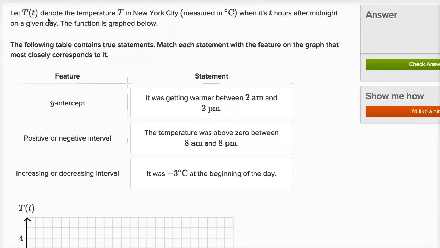Let T of t denote the temperature, capital T, in New York City, measured in degrees Celsius, when it's t, lowercase t, hours after midnight on a given day. The function is graphed below. The following table contains true statements. Match each statement with the feature on the graph that most closely corresponds to it.